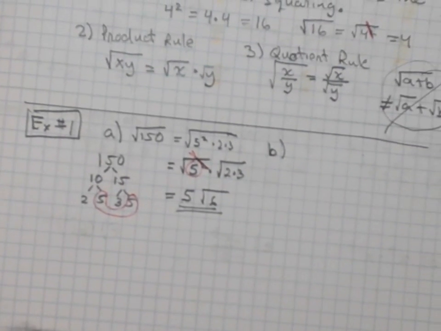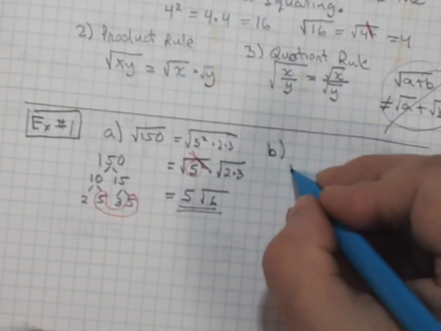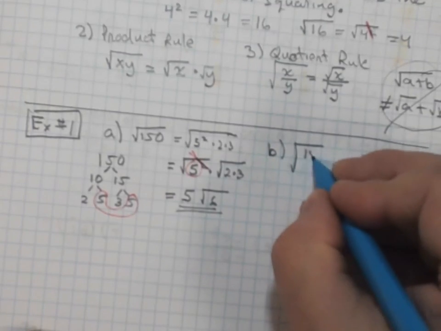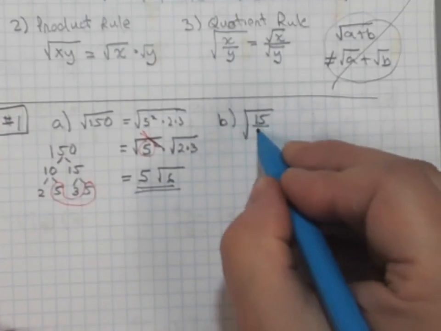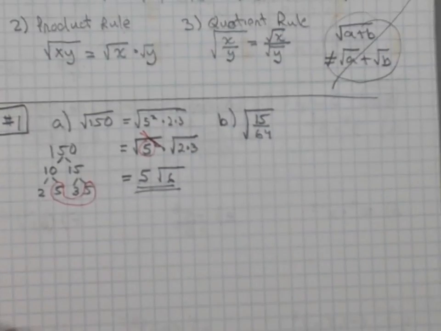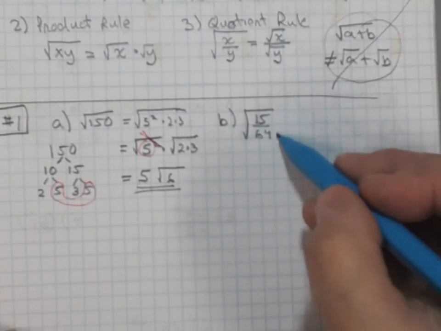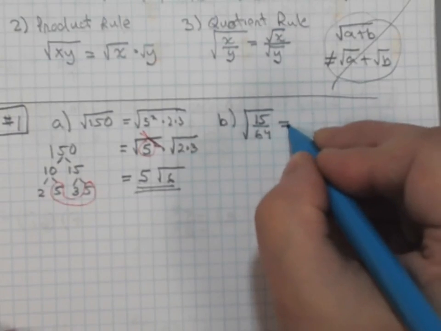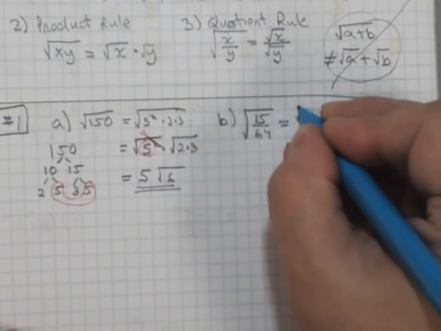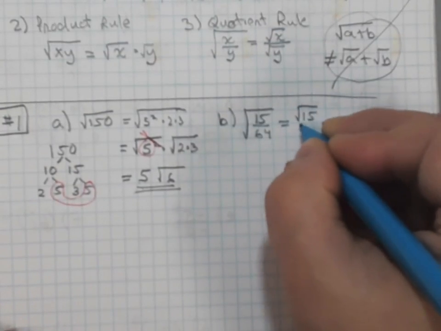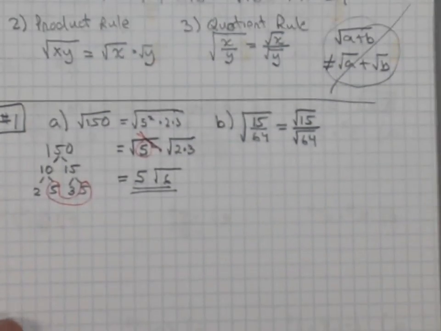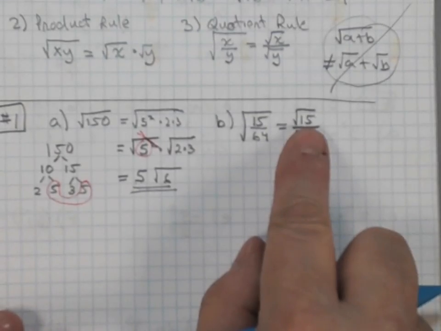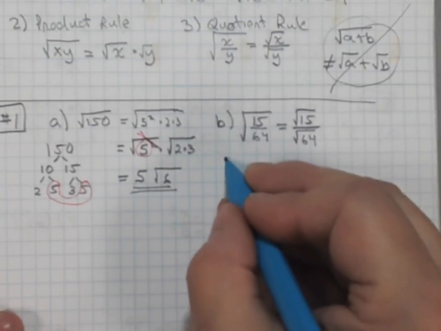So how about we do a quotient? All right, so how about square root of the fraction 15 over 64? Well, once again, I'm going to use a quotient rule and break this into 2 radicals. And then I try to simplify each. So I'm going to look at the factors of 15 and the factors of 64.